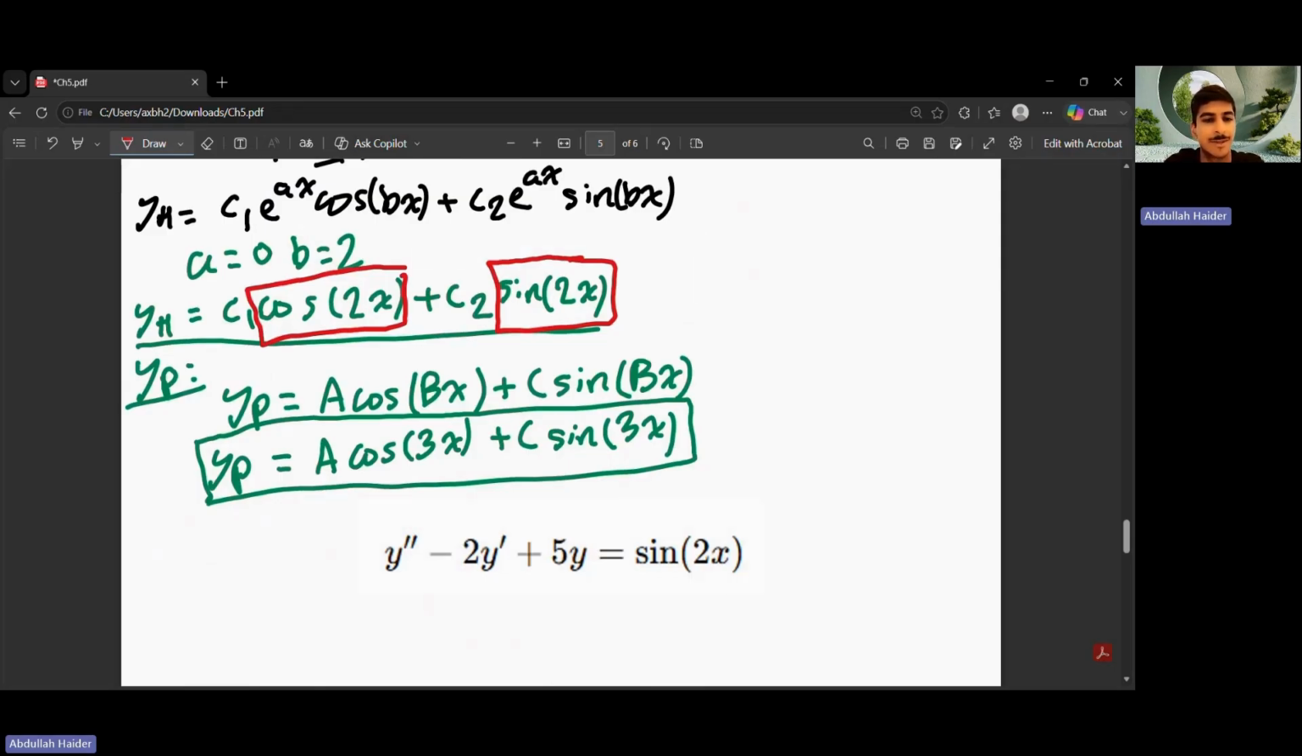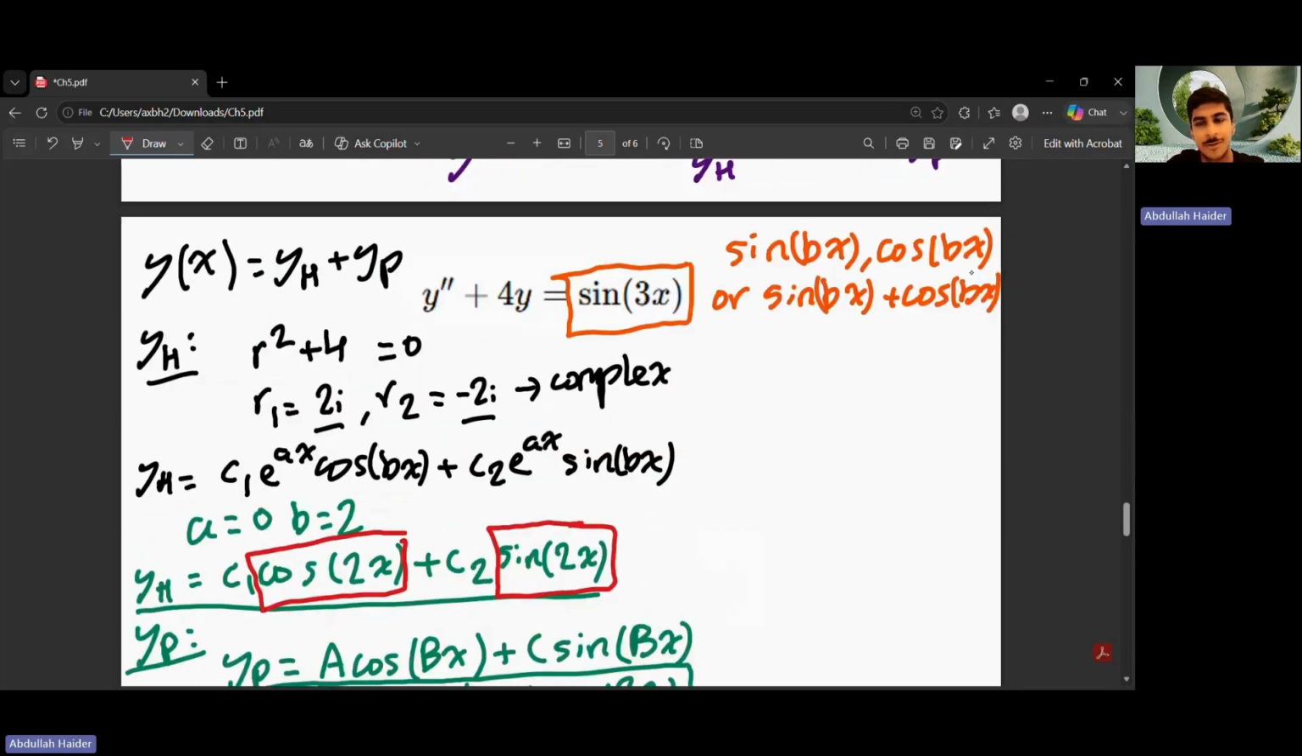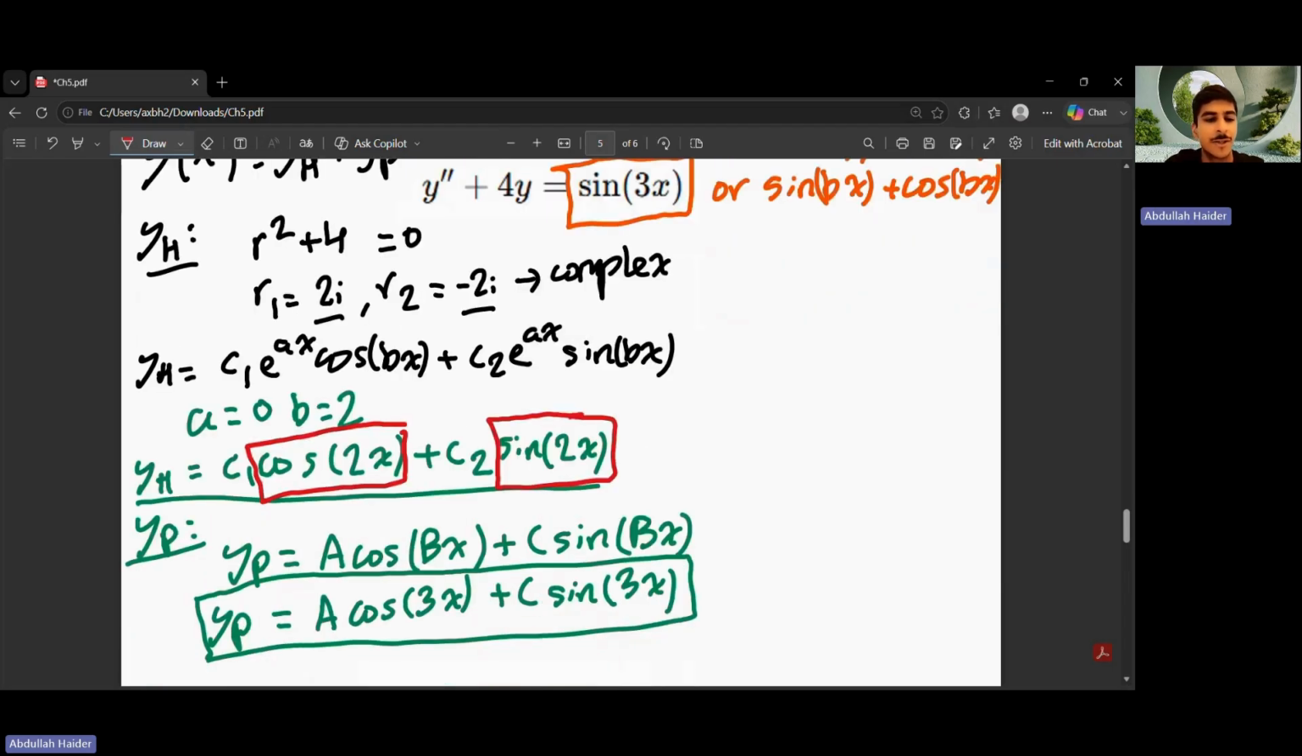We will not multiply this by x. So this is our assumption for yp. As I said before, whatever situation you get, whatever type of trigonometric function you get on the right side, whether it's sine, cosine, or both of them together, your yp will always be a cosine Bx plus c sine Bx. And this big B is always what you have here.